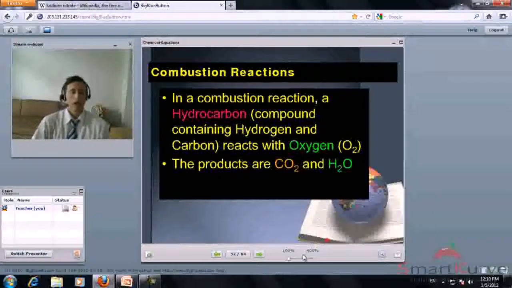And finally, the last type of reaction, number 5, combustion. This is where we have a hydrocarbon reacting with oxygen. And the products are going to be carbon dioxide and water. An example of a hydrocarbon would be a sugar. So if we burn sugar, for example, that's going to be a combustion reaction, producing carbon dioxide and water.